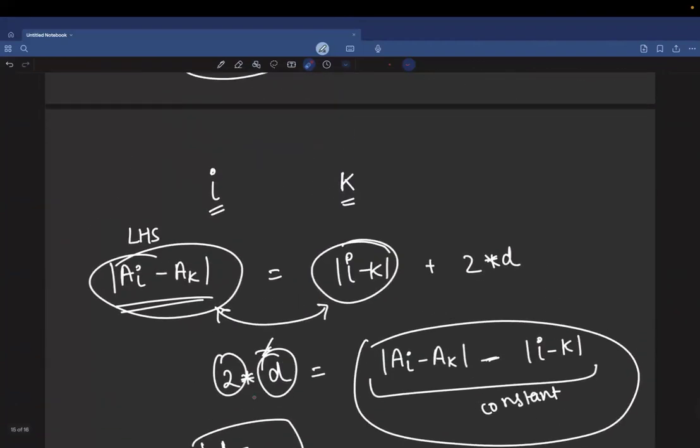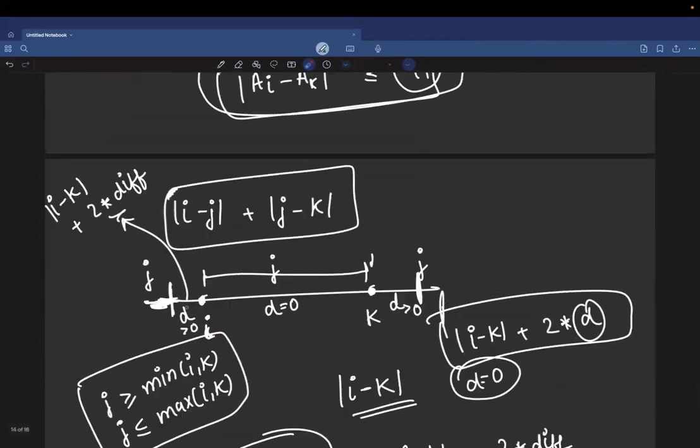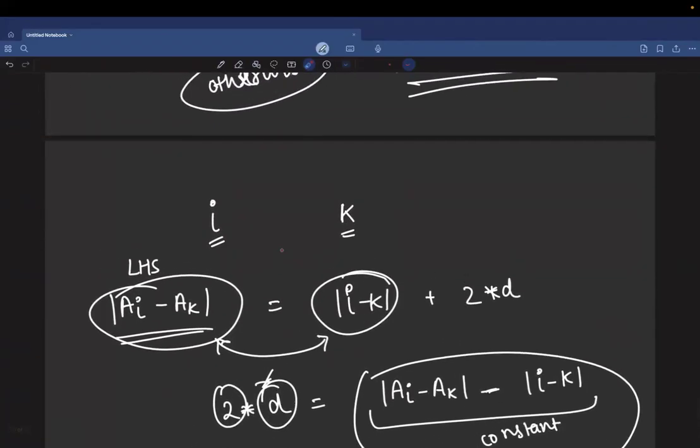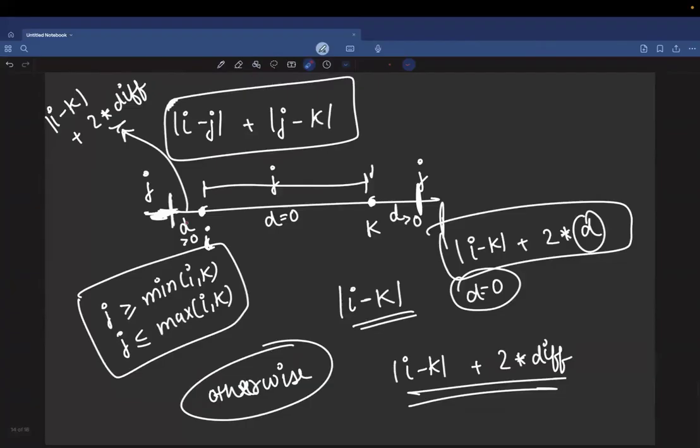So the last possible case is where d is a positive integer, or you can say it is a whole number. In that case there will be two possible values of j, right? You can easily figure it out. You can just say that j should either be equal to the minimum of I comma k minus d, or j should be equal to the maximum of I comma k plus d. So you can just check if this value is greater than equal to 0.